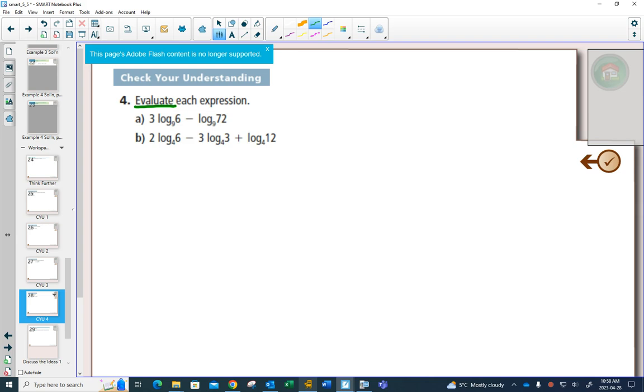Question 4 says evaluate. When you get a question that has the word evaluate, that means they want you to come up with a number, a value for the question.